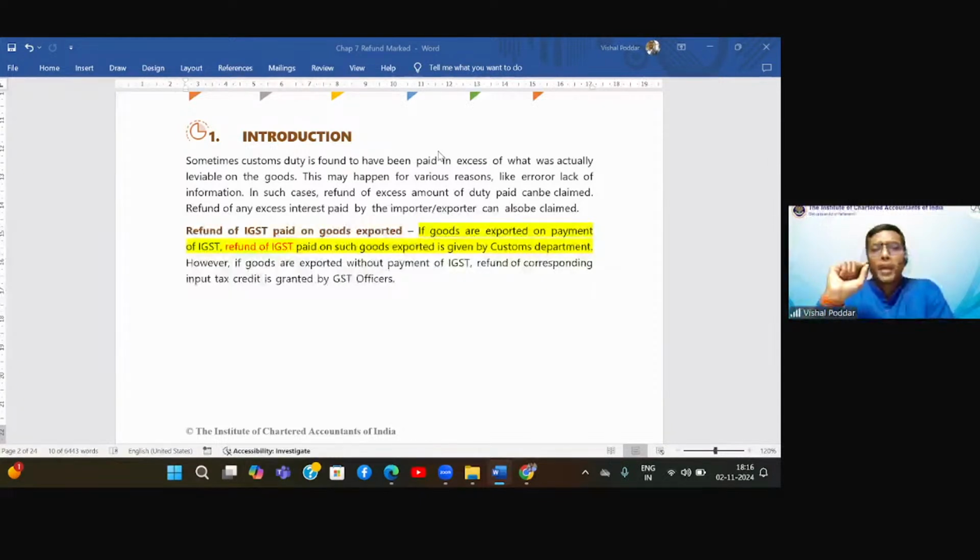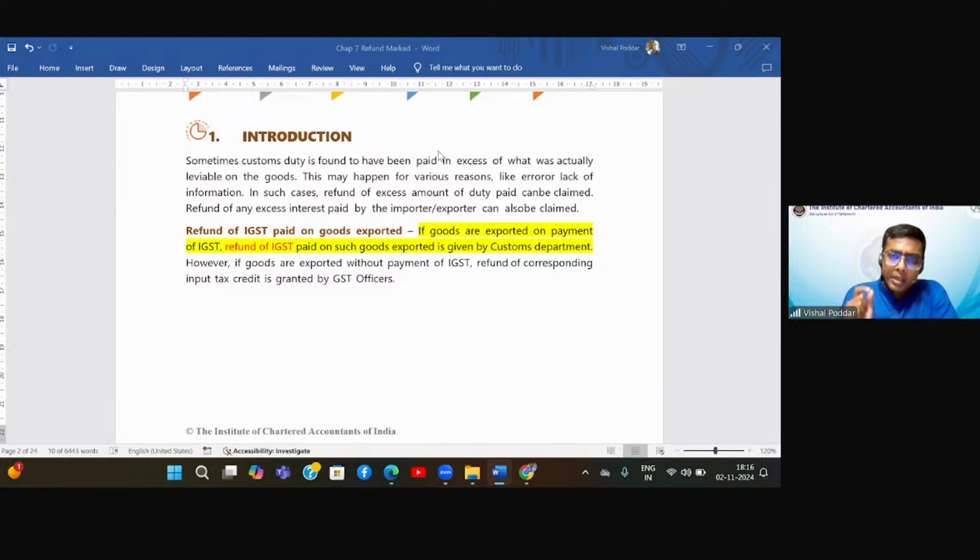So here, as you can see, I have already marked it. In this particular case, wherever goods are exported, there are two options. This is what we are going to study in the GST subject. Whenever goods are exported, they may be exported either with payment of IGST or without payment of IGST, which is by giving LUT or bond.